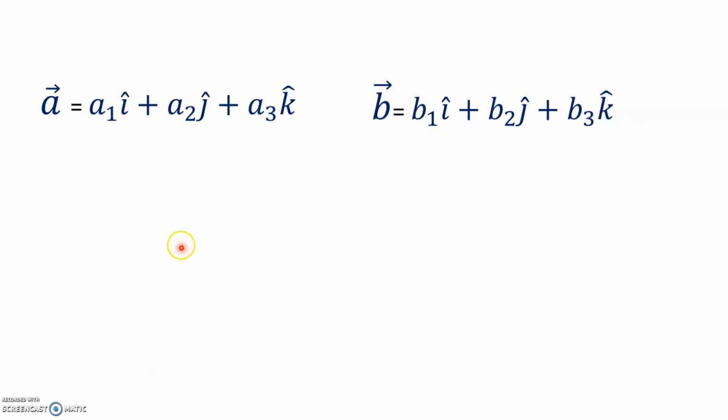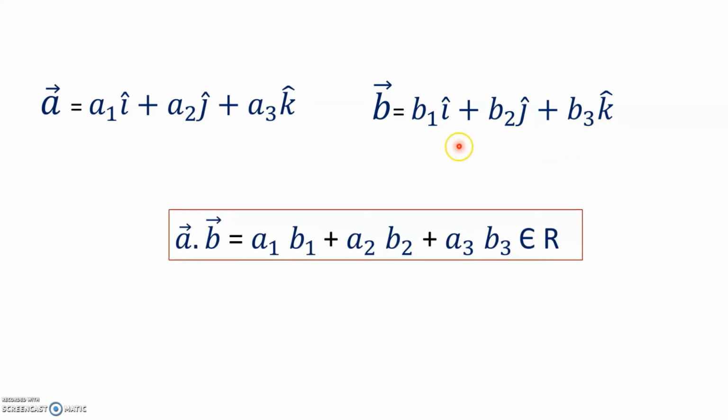All right, let's consider two position vectors A and B. A is defined as A1 i cap plus A2 j cap plus A3 k cap, and vector B is defined as B1 i cap plus B2 j cap plus B3 k cap. When you do the dot product of these two, your result is A1 B1 plus A2 B2 plus A3 B3. Now remember, this is a scalar quantity, which will be a single value.